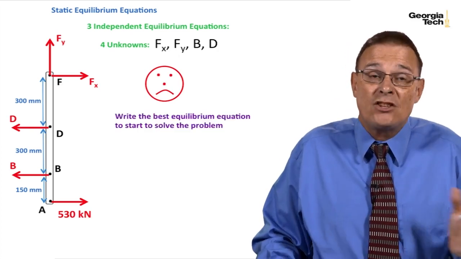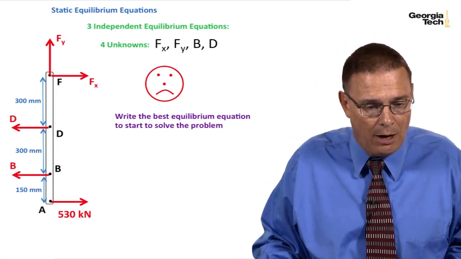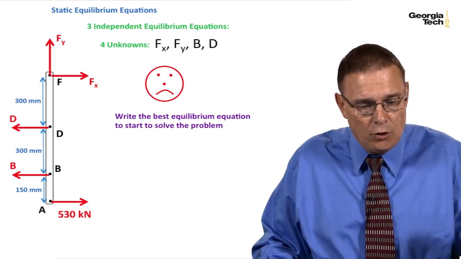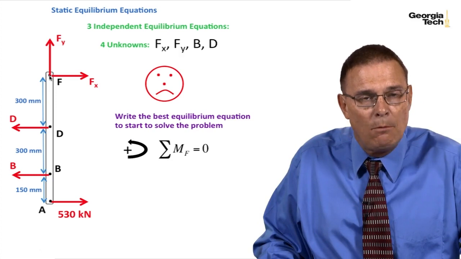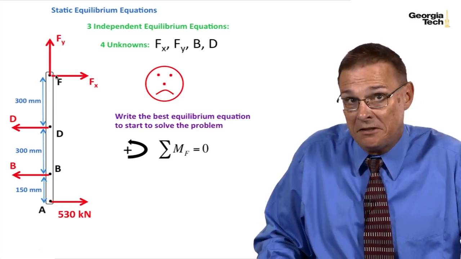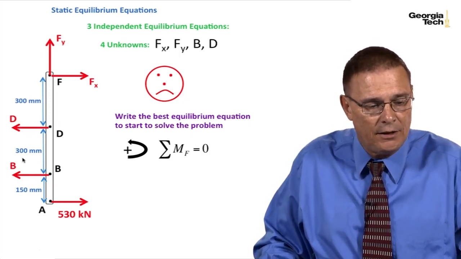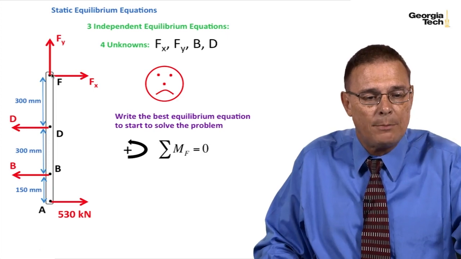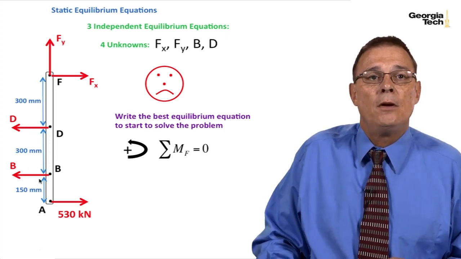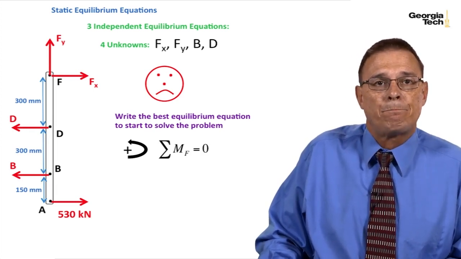But let's start by at least writing the best equilibrium equation we can to start to solve the problem. And so what would that equation be? And what you should say is, well, let's go ahead and sum moments about point F because I'm really not interested in Fx and Fy, at least in the problem statement. I'm interested in the axial stresses in the steel and the aluminum bar. And so by summing moments about F, I won't have to worry about these unknowns and I'll just include the unknowns that I'm interested in. So go ahead and do that moment equation on your own and come on back.